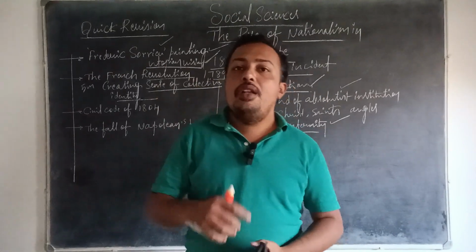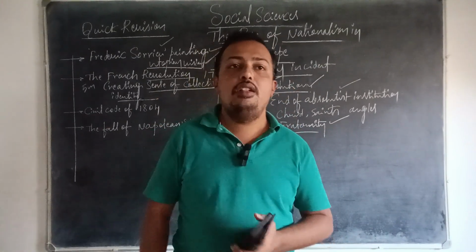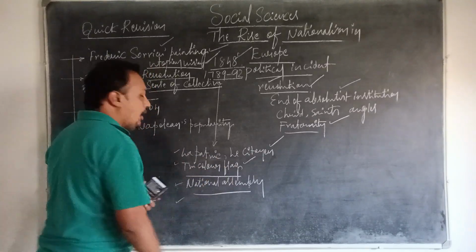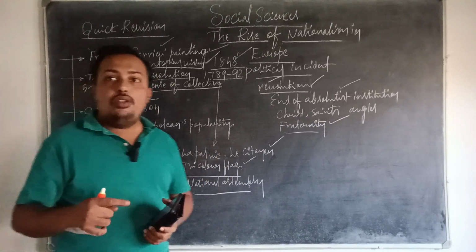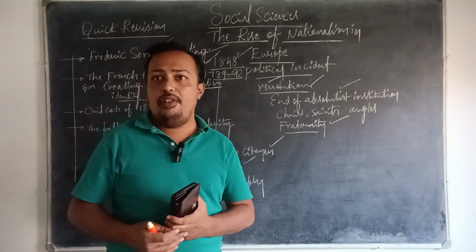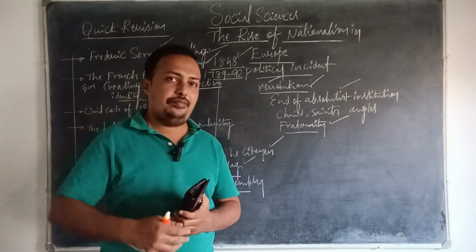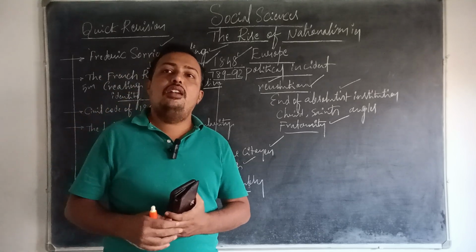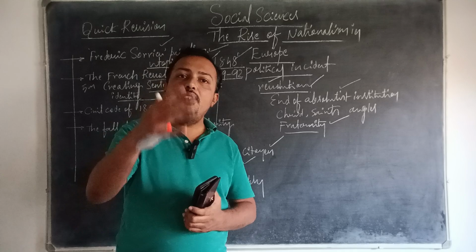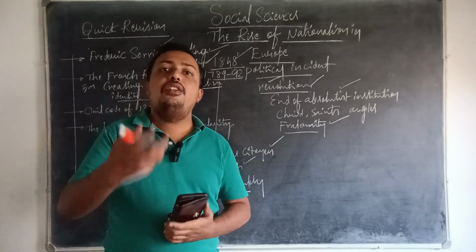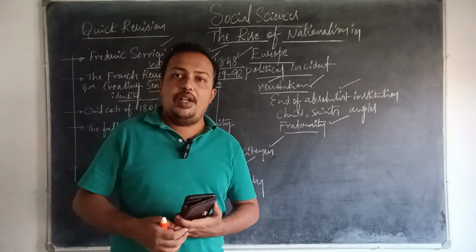Number four, new hymns and songs were composed. New hymns and songs were composed and oaths were taken in the names of martyrs. So after the storming of the Bastille, many of them sacrificed their lives for the sake of the fatherland. So in their names, they took the oath, and new hymns and songs were composed, which created the spirit of nationalism among the French people.